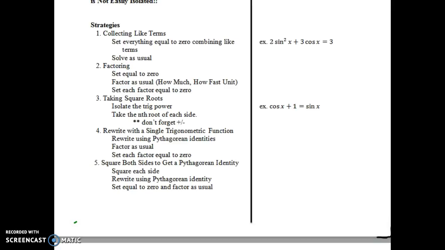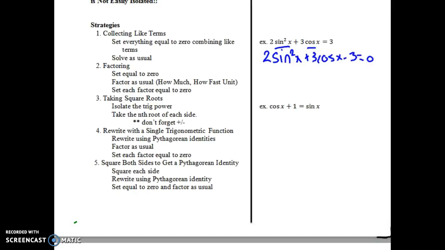When I first glance at our next example, it looks like I can factor. Ends up I cannot because, first of all, it's not set equal to 0. Second of all, I have a sine and a cosine. So, 2 issues to deal with. The first is an easy issue. Set it equal to 0.